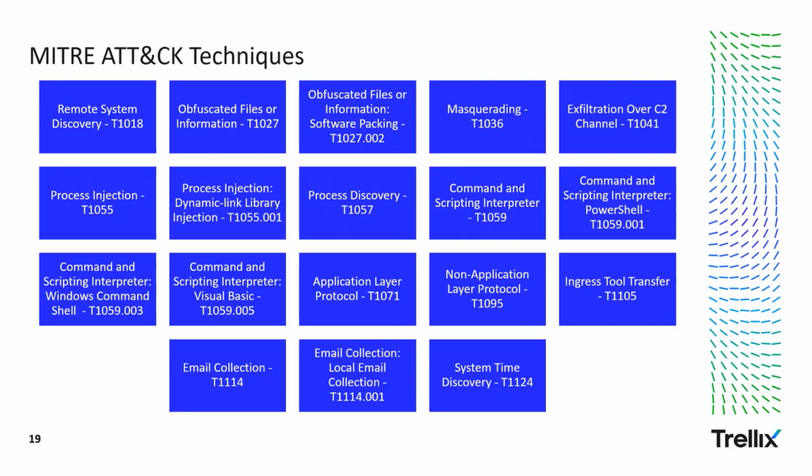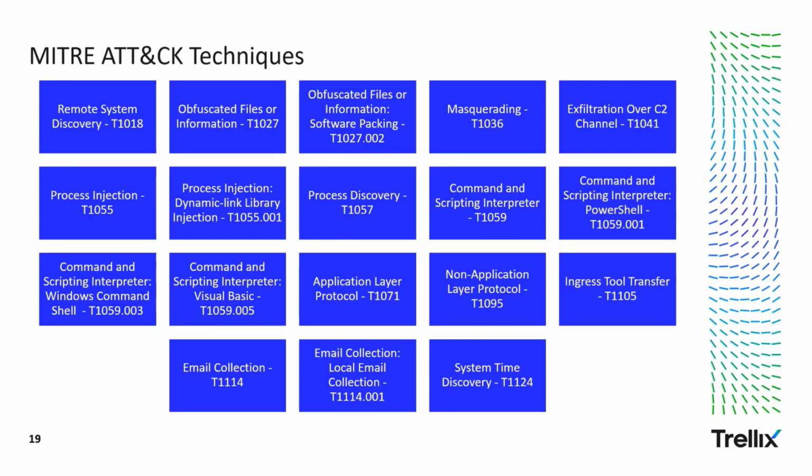Next, we're going to have a couple that fall under technique 1059, which is command and script interpreter. Here, adversaries may abuse command and script interpreters to execute commands, scripts, or binaries. In the case that we're looking at in Emotet, we saw PowerShell, which is technique 1059.001. We saw Windows Command Shell, which is technique 1059.003. And then there's also going to be Visual Basic, which we haven't looked at, but it is within the new campaigns. It's technique 1059.005.